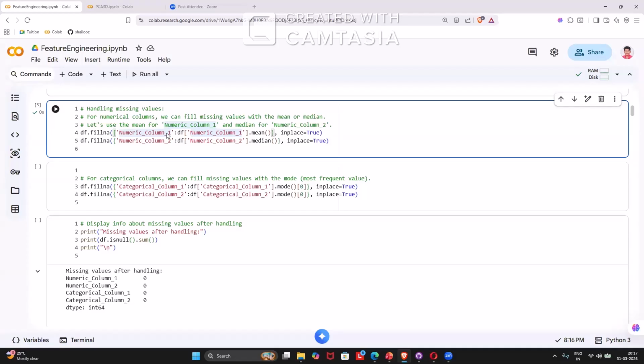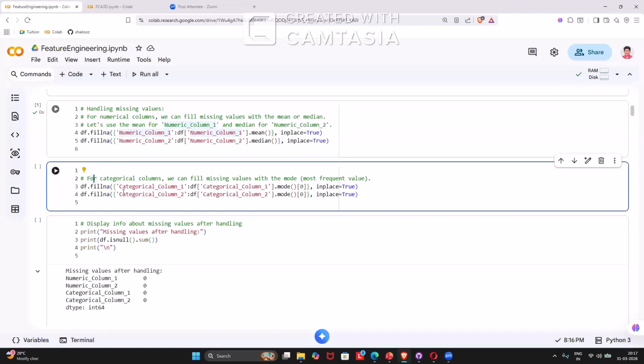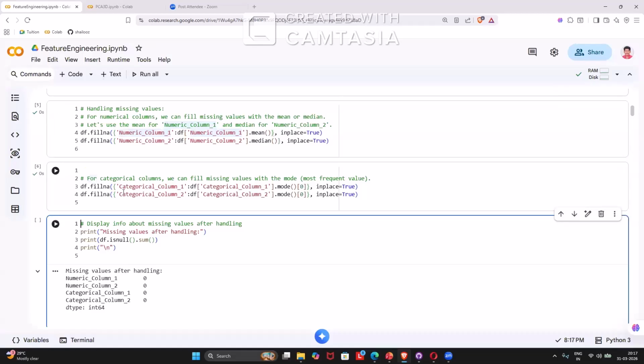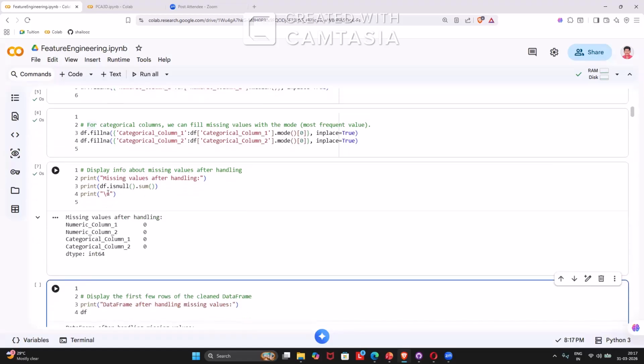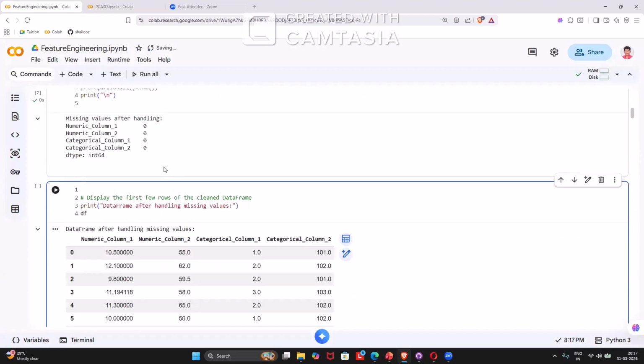And for categorical columns, we usually use mode. The most repeating value will be filled in the missing places. Now, after that, again we run isnull dot sum. That will give you the idea of the number of missing values. Now we have no missing values at all.